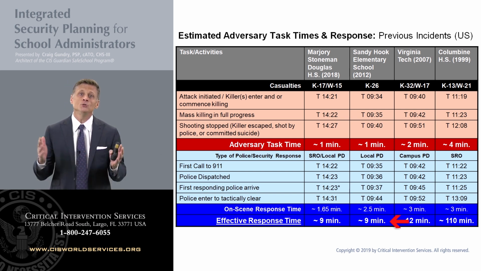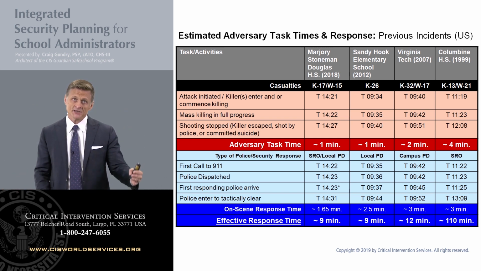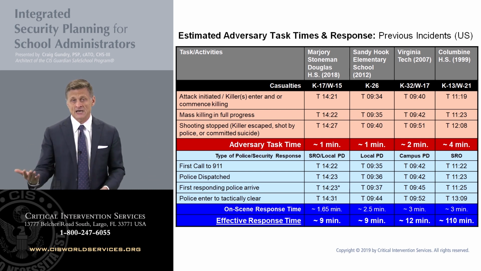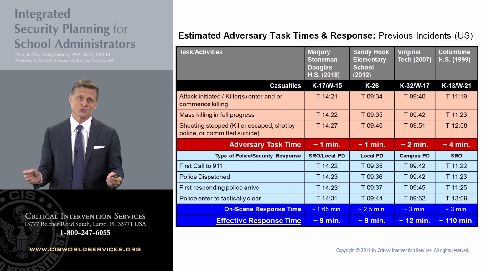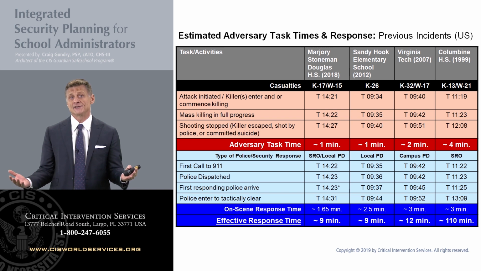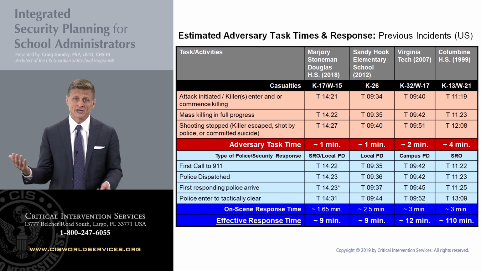Now, if we were to continue looking at these events, breaking down the adversary task times and the response times, considering the first calls to 911, police dispatched, or school resource officer deployment to that location, and the time that they make entry, we're going to continue to see this similar trend. Adversary task times estimated 1 minute. Effective response times usually ranging somewhere between around 7 minutes to as long as 12 and 14 minutes in some cases. And then we have historical events which resulted in some significant tragedies, like the Columbine High School shooting, where we had an effective response time of 110 minutes.